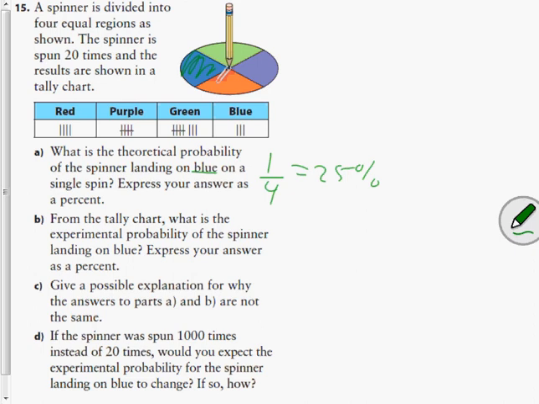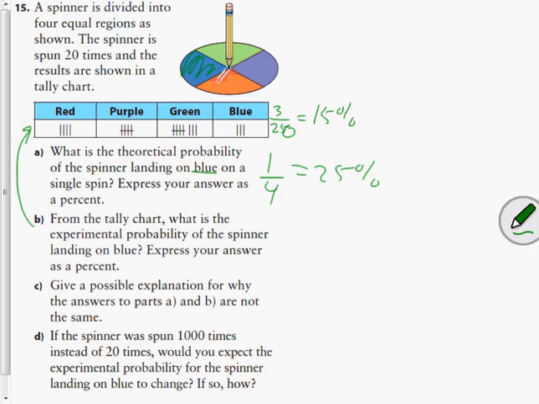But with the second part, it says from the tally chart above, this was an experiment that they did with 20 spins. And it says, what was the experimental probability of landing on blue on that one? And here, this blue was 3 chances out of the 20 spins, which was 15% probability for blue.